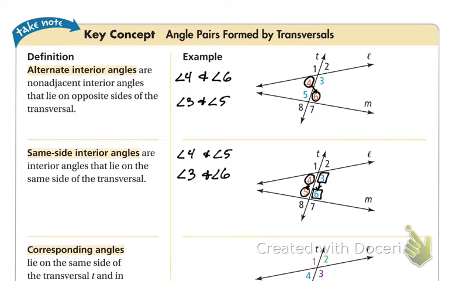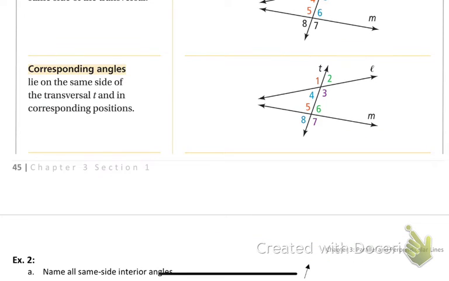Are you guys ready for the worst definition in the math world? Hold your breath, get ready for it. Corresponding angles lie on the same side of the transversal and in corresponding positions. I hate this definition, because if I'm trying to explain what corresponding is, why would I use the term corresponding? But this is what's used in every math book.